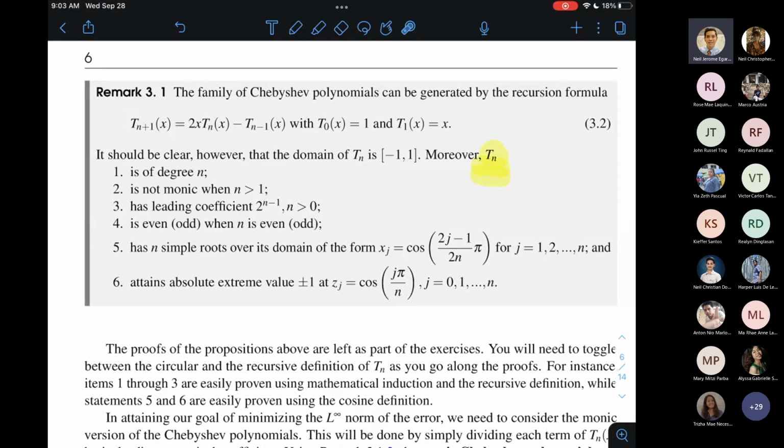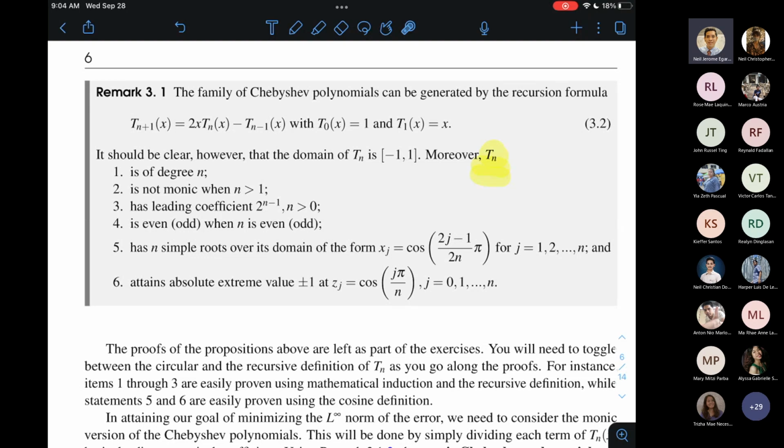Tapos second property, si Chebyshev polynomial ay hindi na monic kapag si n ay greater than 1. Have you guys heard of the term monic? Kailan ang isang polynomial ay monic? Or hindi, bago yung term na monic. Pag usapang polynomials, ang isang polynomial ay monic kapag ang leading coefficient niya ay 1. So kung siya ay degree n, dapat ang coefficient ni x to the power n ay equal kay 1. Pag nangyari yon, ang tawag natin sa kanya ay monic. So ang sinasabi ng remark 3.1.2, kapag ang degree ng ating Chebyshev polynomial ay mas malaki na sa 1, hindi na siya monic. Okay?